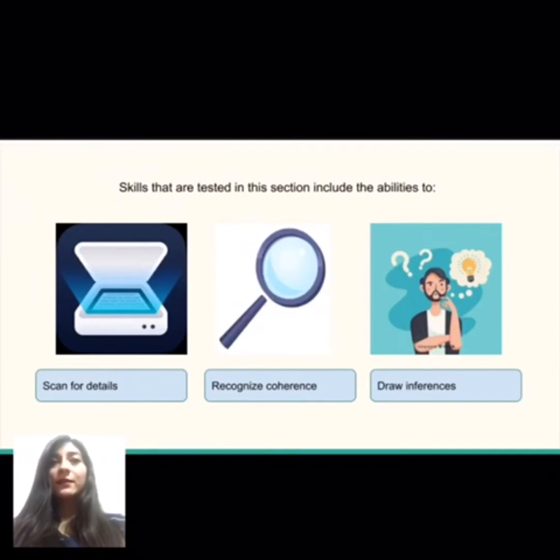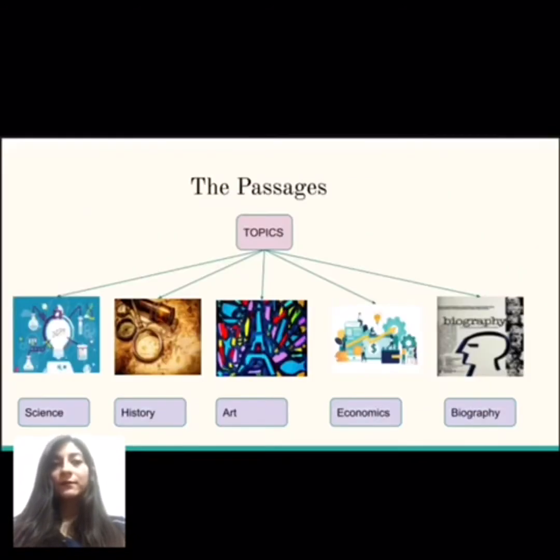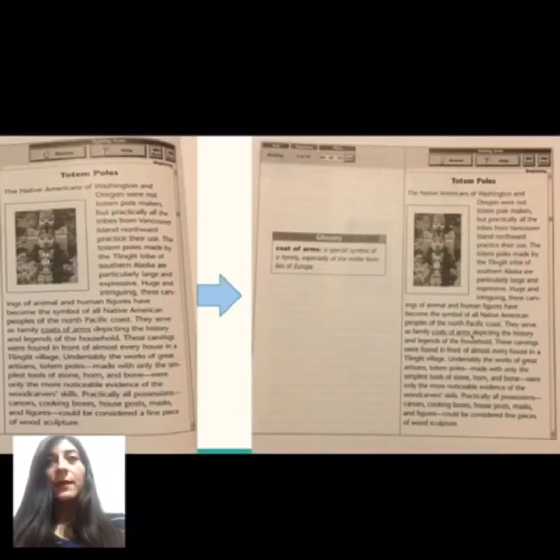Skills that are tested in this section include the abilities to scan for details, use context clues, draw inferences, and recognize coherence. The passages cover a wide range of topics like science, history, art, social science, and biography. Passages may employ various patterns of organization and development. For example, cause and effect, comparison and contrast, definition, classification, and analysis.